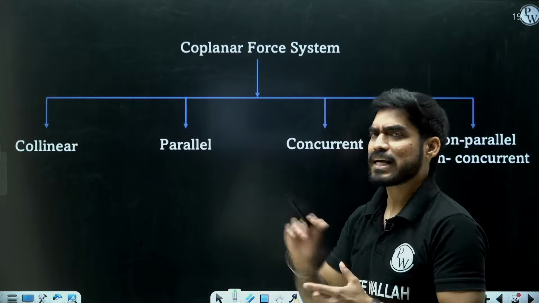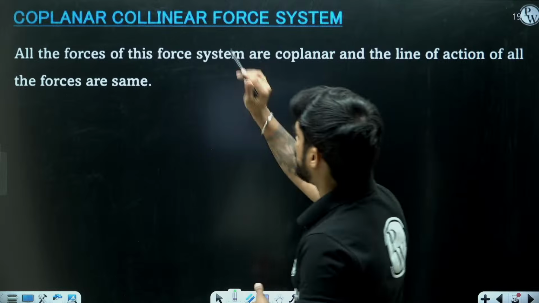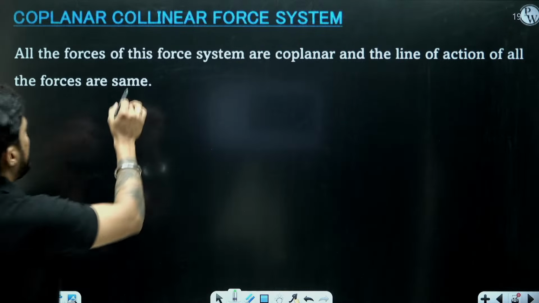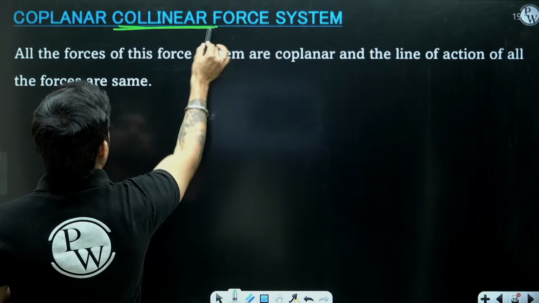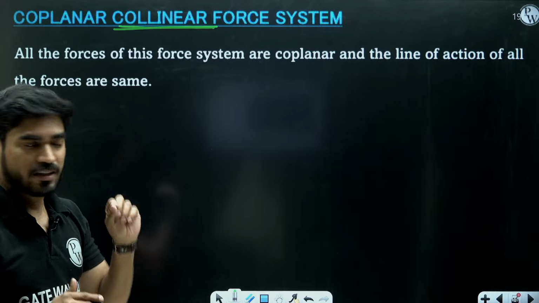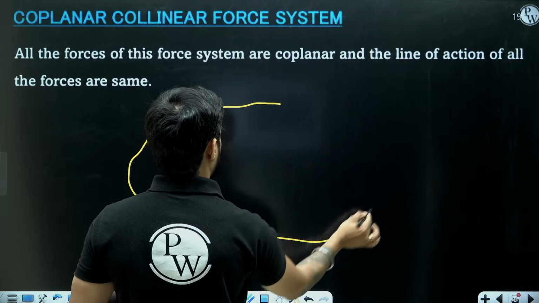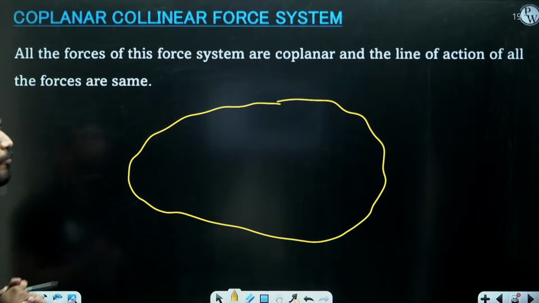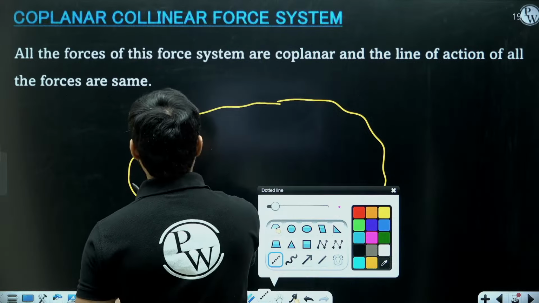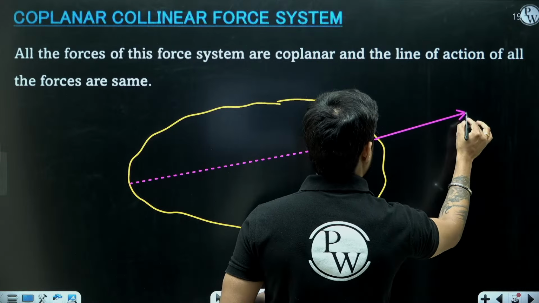So first we will start with the collinear force system. So what is a coplanar collinear force system? By the name itself it is clear. Collinear means what? The forces are in a single line. So let's say we have a rigid body which is subjected to forces which are passing through the same line. Let's say this is the common line of action of the forces, and the forces are like this.